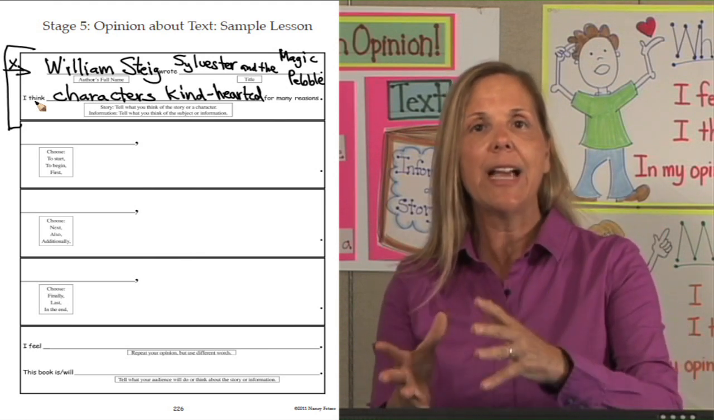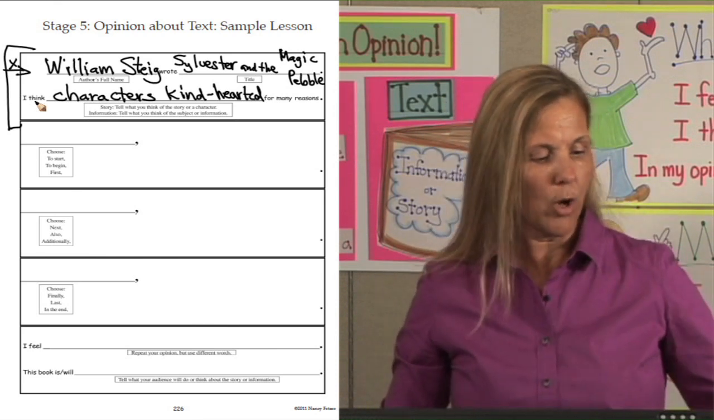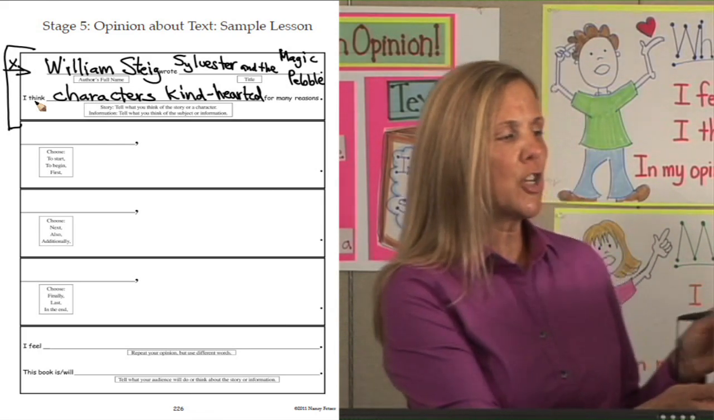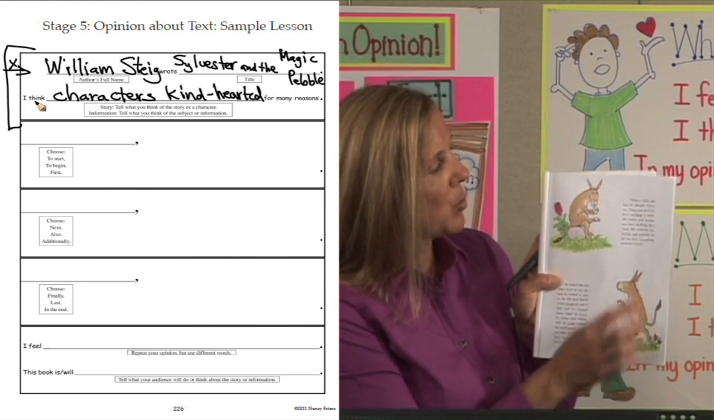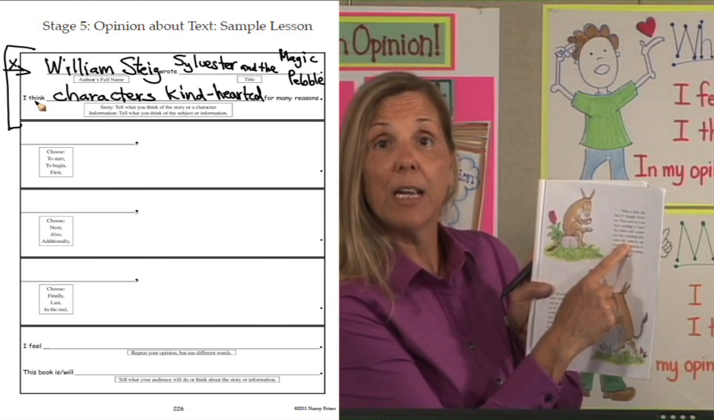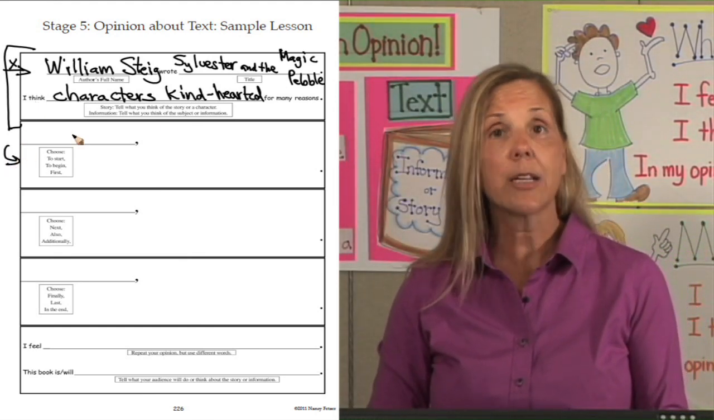Once we have identified several places where a character is kind-hearted, we go back to our organizer and we're going to fill it in. Boys and girls, let's go to the first page that we found a character that was kind-hearted. We said this was the page where Sylvester found a pebble and he wanted to share his magic with his family and friends. Let's go to our first reason box.